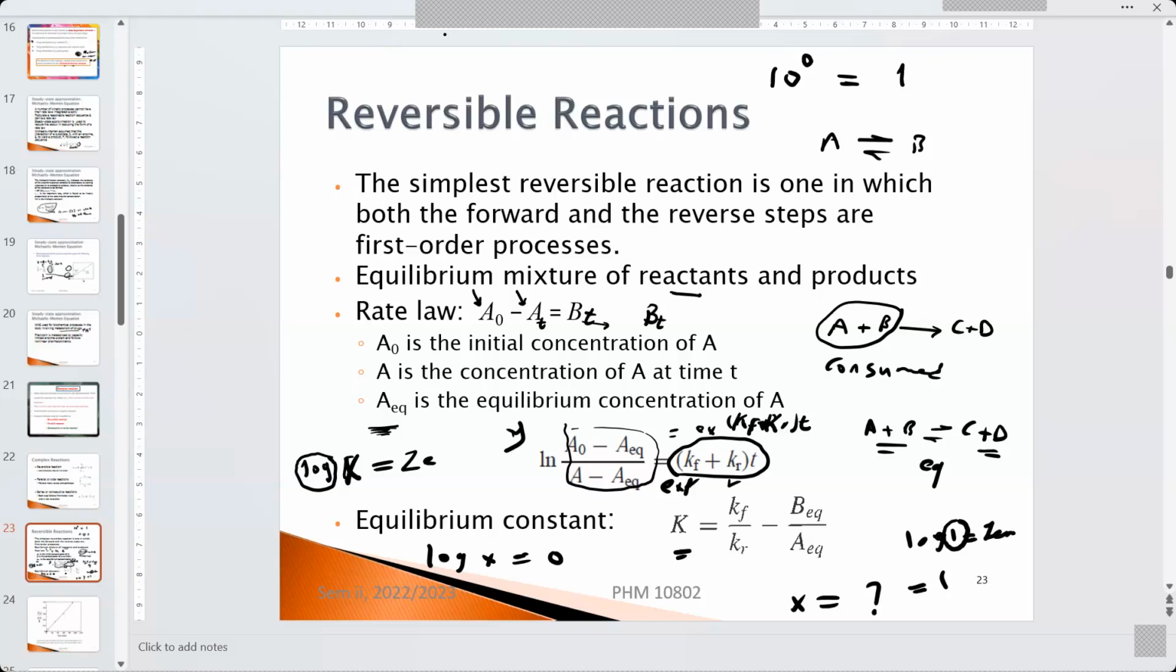At time 0, the equation is A at time 0 minus A at equilibrium, divided by A minus A at equilibrium. How much is A here? At time 0, A is equal to A node, right? At time 0, the concentration is equal to A node. The value of this amount, how much? Equal to 1, right?